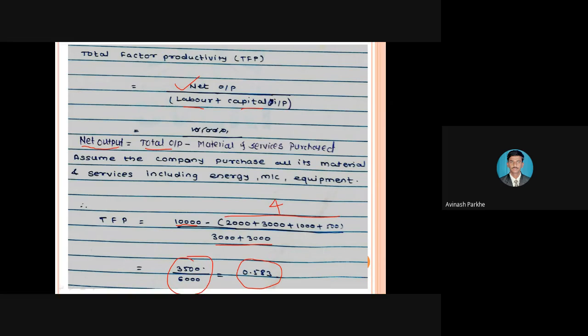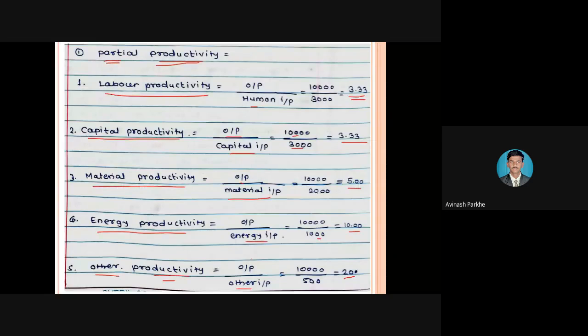So these are the three types of productivity which we have to calculate in the industry or in the company or in the organization, and from that you can easily say whether your productivity is increasing or decreasing, because productivity is one of the important and major tools to measure the efficiency and the effectiveness of the organization.